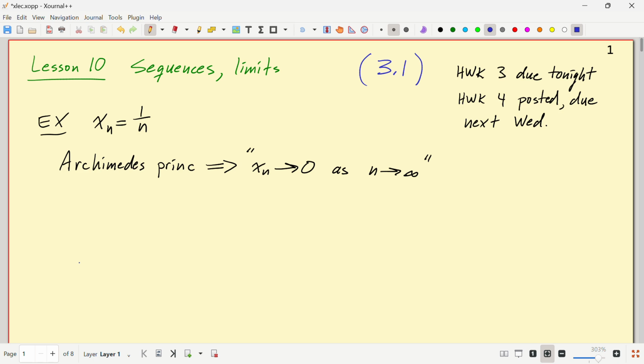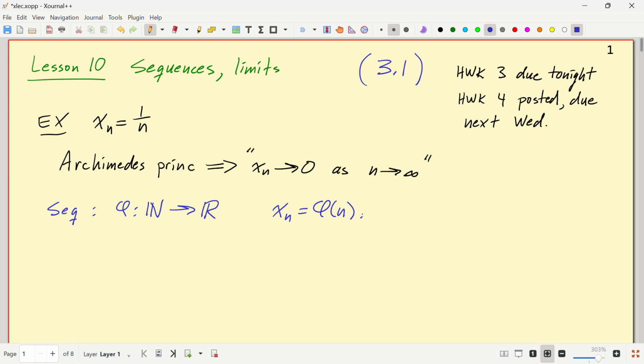But we've been seeing the sequence 1 over n a lot, and so that's the one I'm going to use to motivate sequences. So the formal definition of a sequence would be a map. A sequence would be a map phi from the natural numbers into the reals, and we would write x sub n would be phi of n.